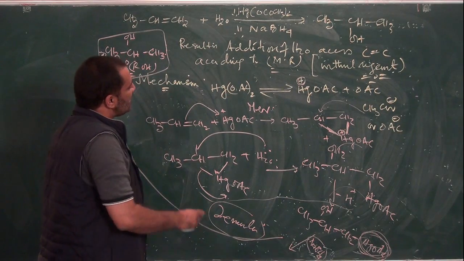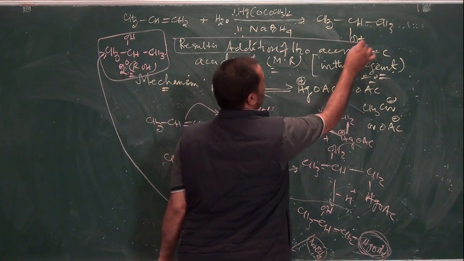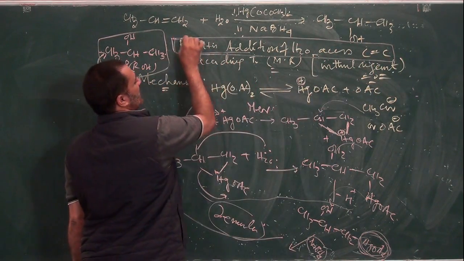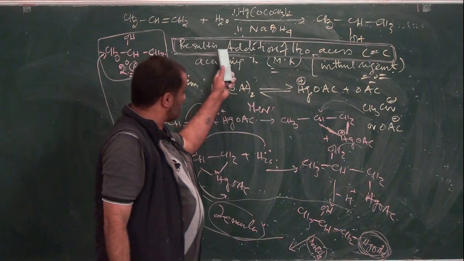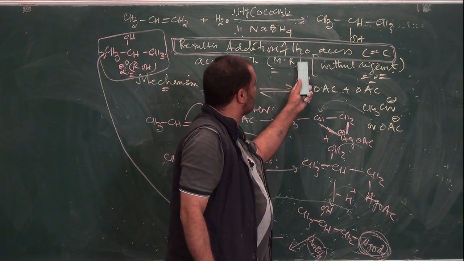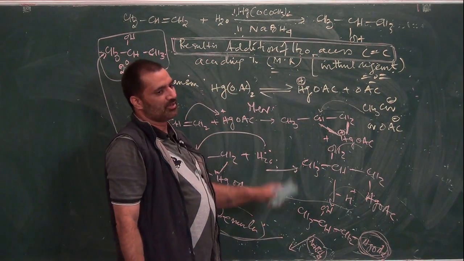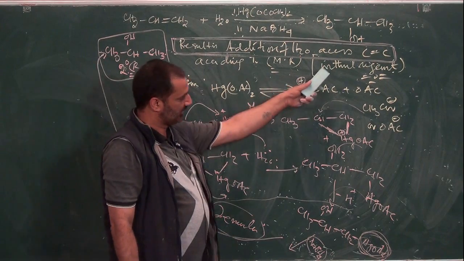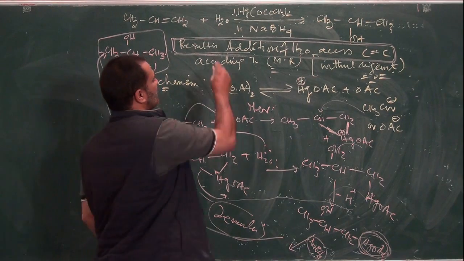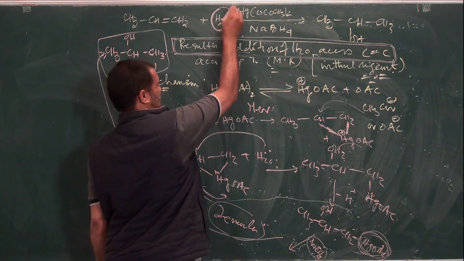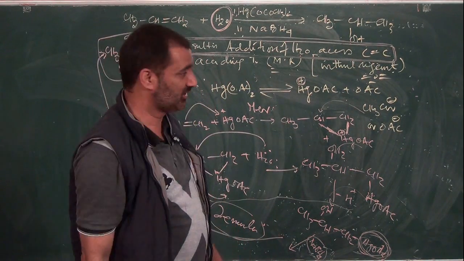So the result of the reaction is addition of water across the carbon-carbon double bond without rearrangement. I will repeat once again: addition of water across the carbon-carbon double bond according to Markovnikov's rule, but without rearrangement. If I use alcohol instead of water, then it is known as alkoxymercuration, demercuration. That time ethers are formed.